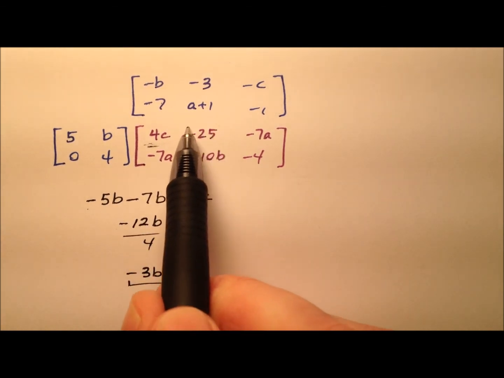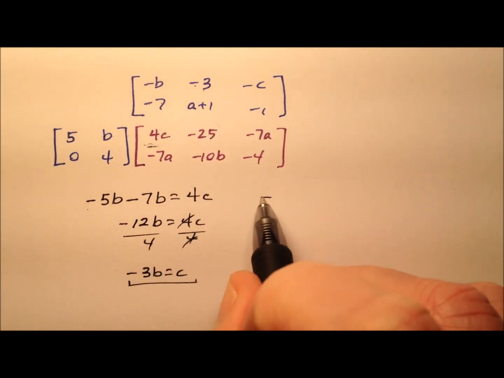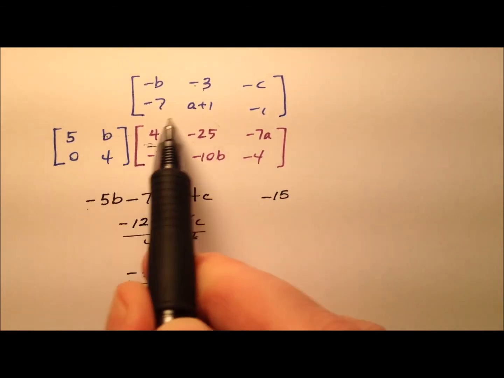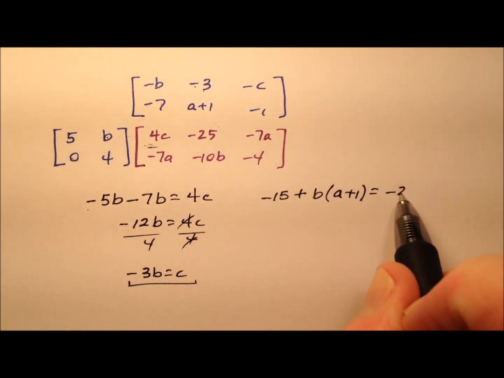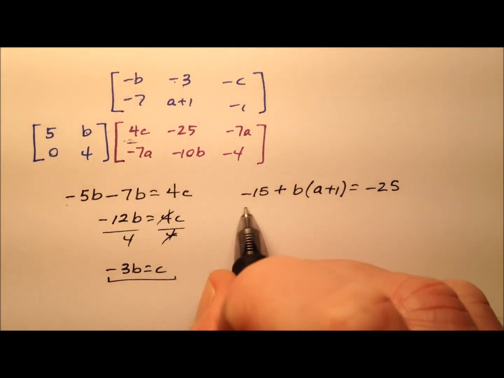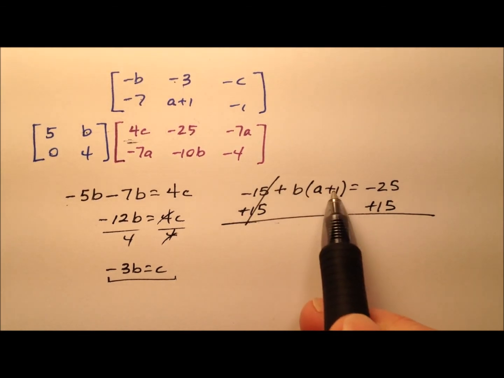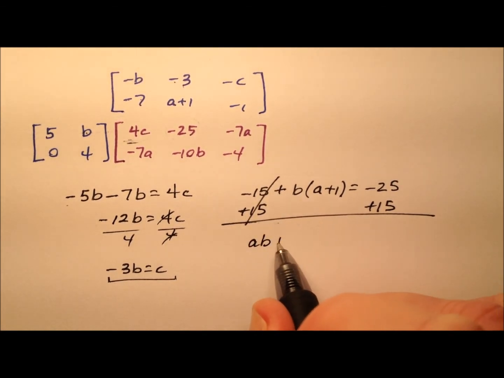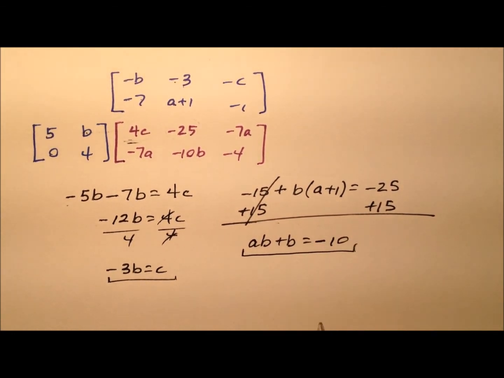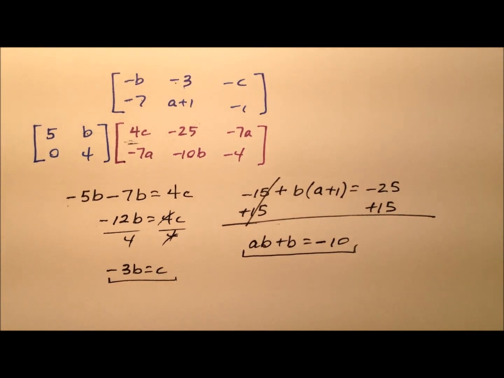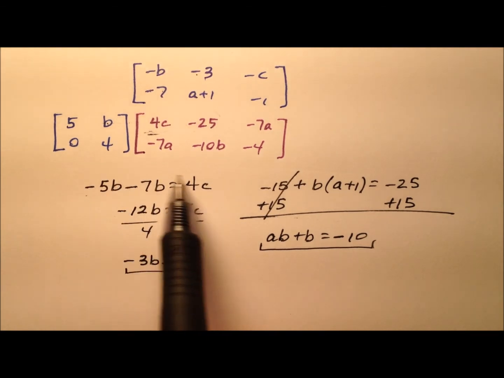Okay, so for this negative 25, we're going to come across this row and down this column. So 5 times negative 3 is negative 15. Then we're going to add b times a plus 1, and that's going to give us negative 25. So I could go ahead and add 15 to both sides to get rid of that. This ends up looking like ab plus b equals negative 10. Well, I don't like this multiplication of a and b together. That makes it a little challenging maybe to solve for a or b. And that's okay, so let's go ahead and look at the next one.